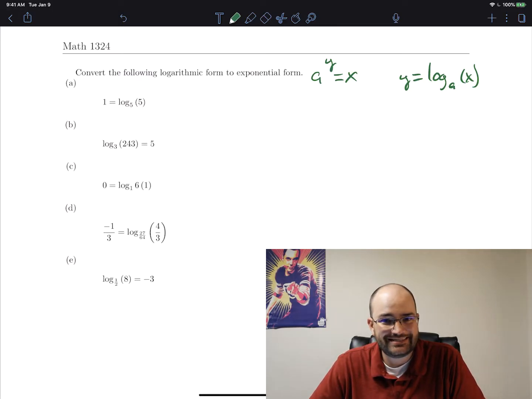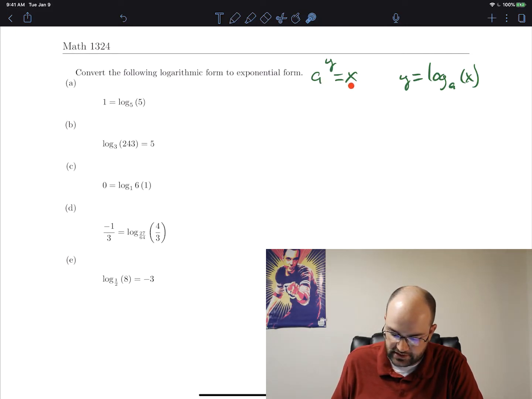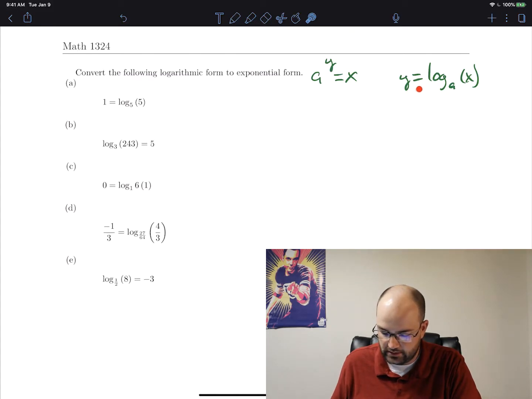This is Chapter 10, Section 5, Example 2. In this example, we want to convert the following from logarithmic form to exponential form. And just a reminder from the last example, we had a to the y equals x is the same thing as y equals log base a of x.